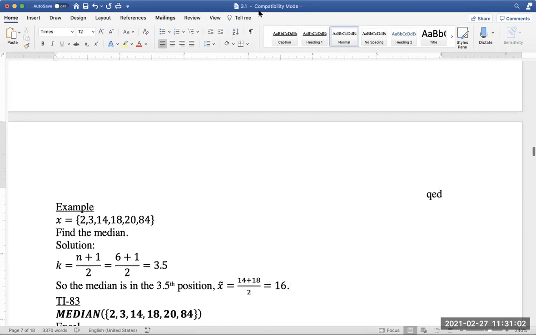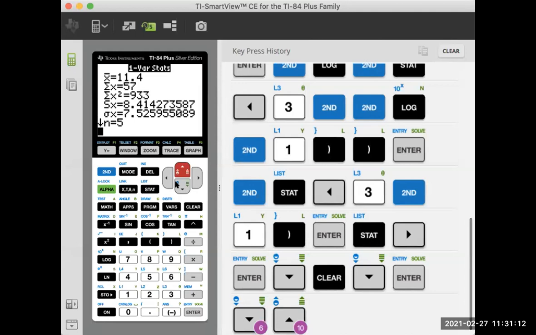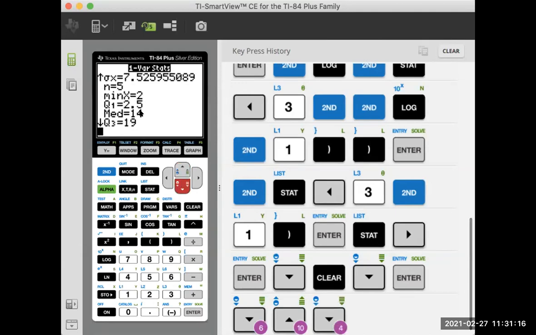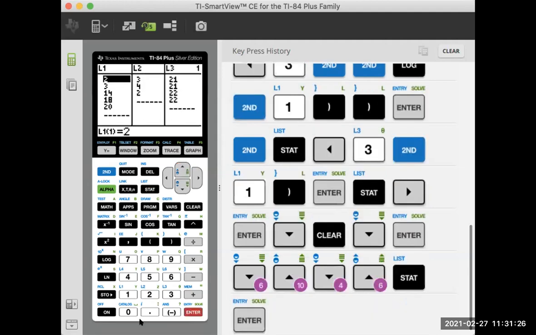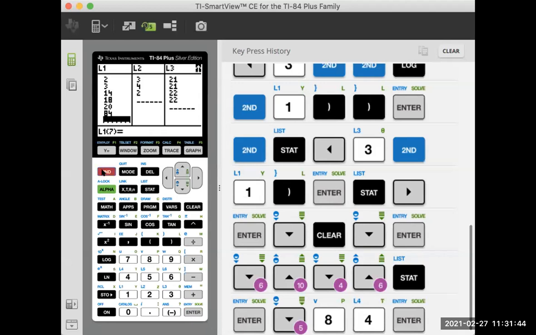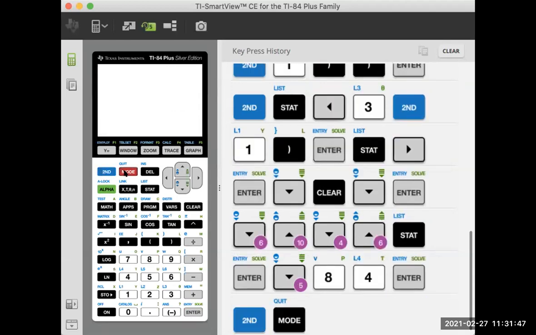So let's do this on my TI. 84. So let's compute, by the way, you've already computed the median. 14. Oh, let's just see if my data is correct. My data is different. 2, 3, 14, 2, 3, 14, 18, 20, oh, and 84. Okay. I have different data. Okay, so let's compute. So don't look at what I was going to look at because the data is different.